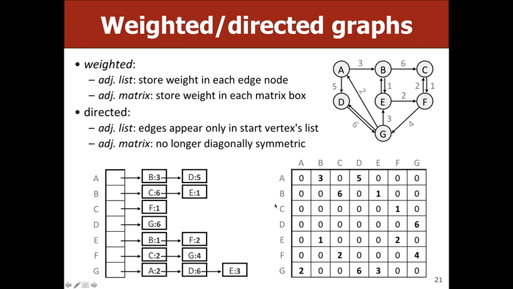And then if you have directed graphs, you lose that nice diagonal property because you no longer have the guarantee that if A has an edge to B, then B has an edge to A. So here we see there is an edge from A to B, but not from B to A. So those are the big differences when you're talking about weighted and directed graphs.